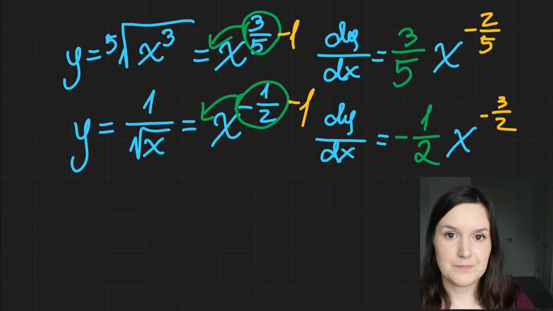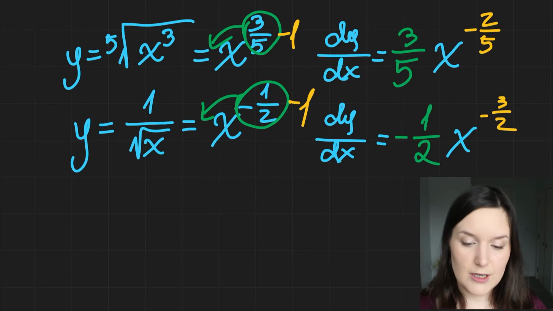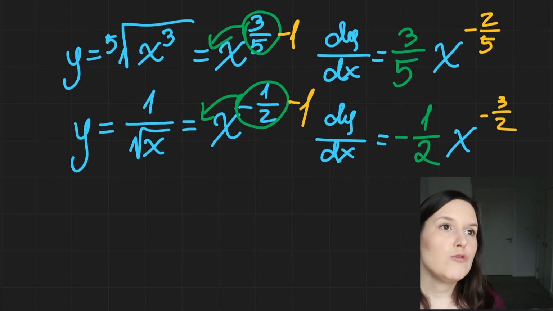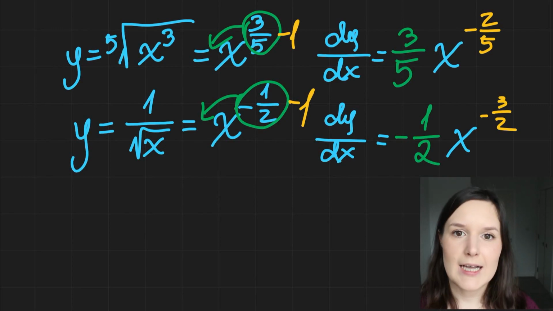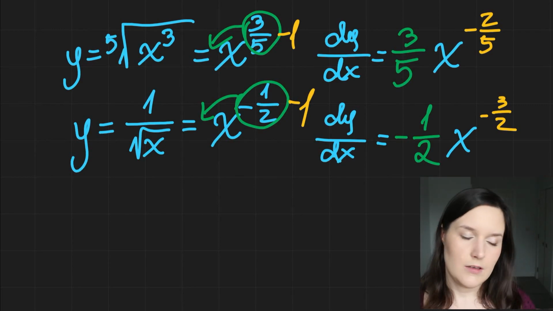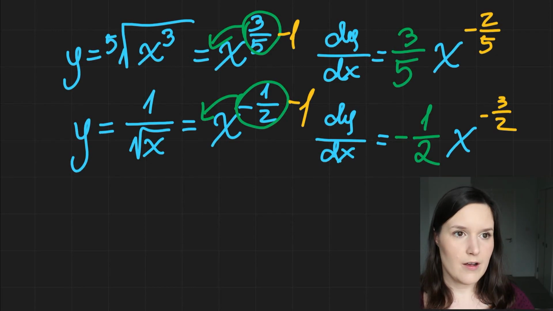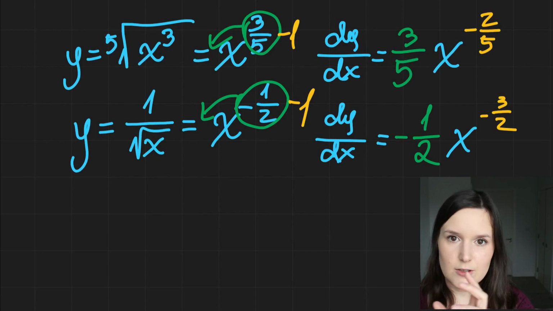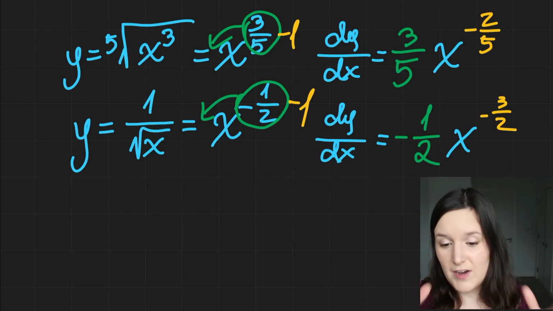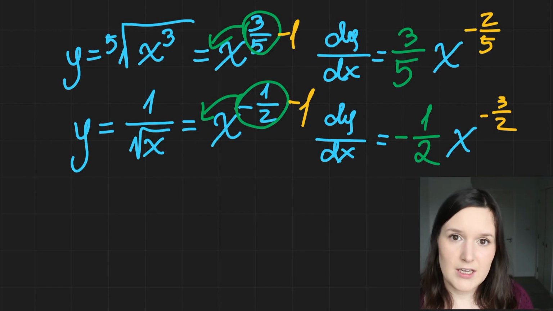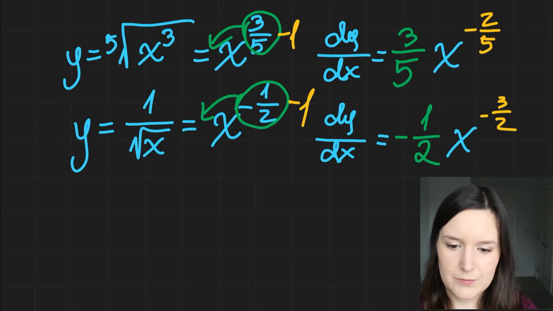And that's it. Let's try something where we also have to add and subtract. You can call it an addition rule and subtraction rule, where expressions are added, or subtracted, you just find the derivatives separately and add or subtract expressions. Let's try one.